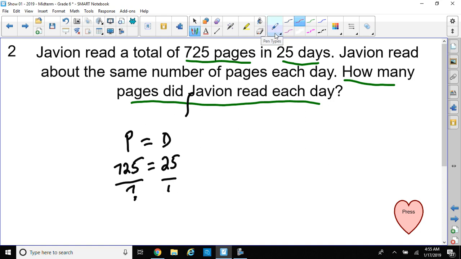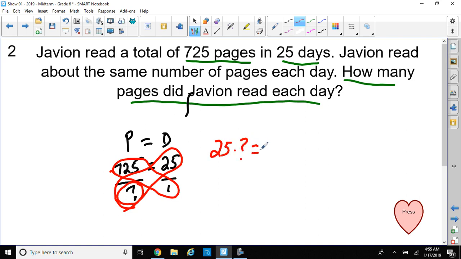So what we do is when we're missing one of the terms down here, so let's bring this down here. When we're missing one of them, we're missing this one. How do we solve for it? We cross multiply and divide by the other number. So I'm going to cross multiply. 25 times something equals 725 times 1. 25 times something is still 25 times something. 725 times 1 is 725.